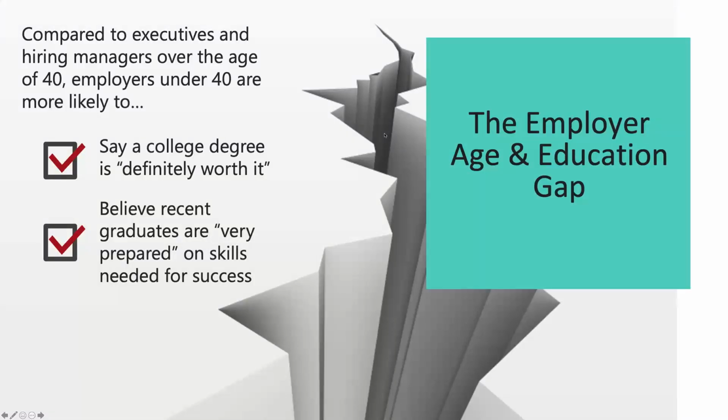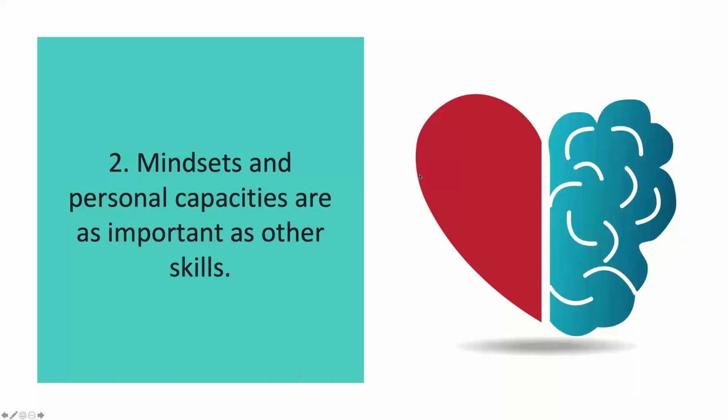This was one of the things that I mentioned early on in my introduction, that there are some differences between the way that different age groups respond. When you look at those over the age of 40 versus those under the age of 40, employers under 40 are more likely to say a college degree is definitely worth it. And employers under the age of 40 believe recent graduates are very prepared on skills needed for success. So essentially what we're finding is that the younger employers had a more positive perception of higher education and the students that were being produced by higher education.